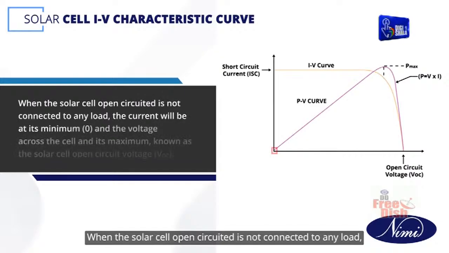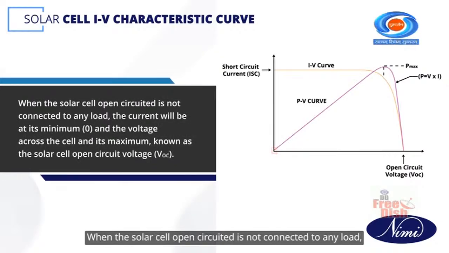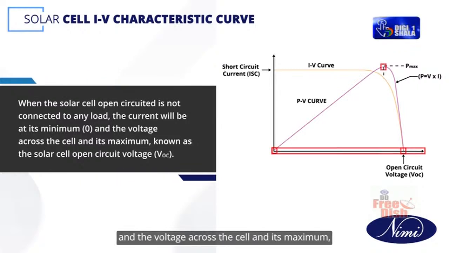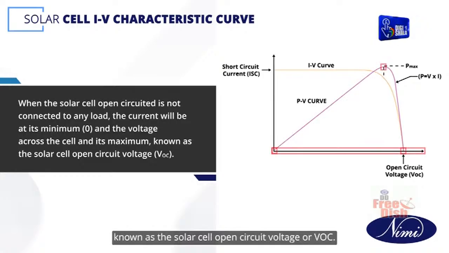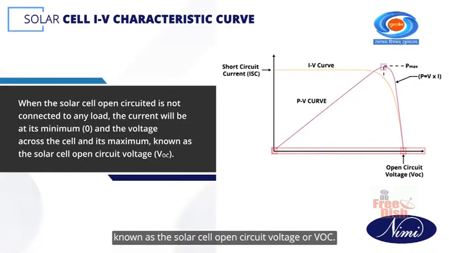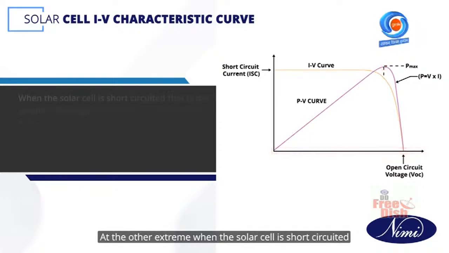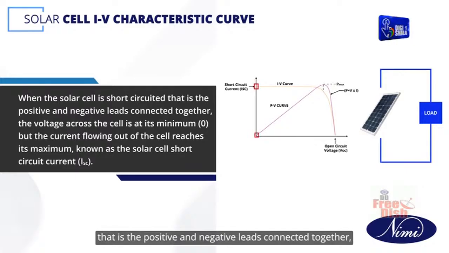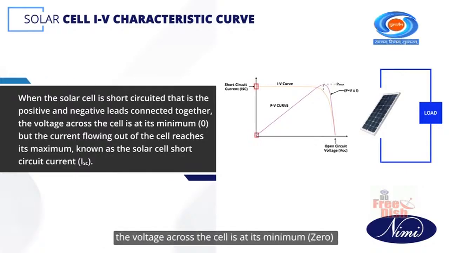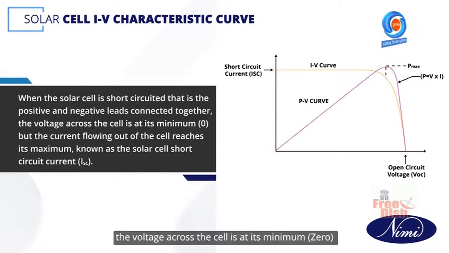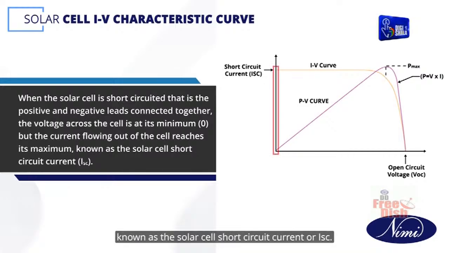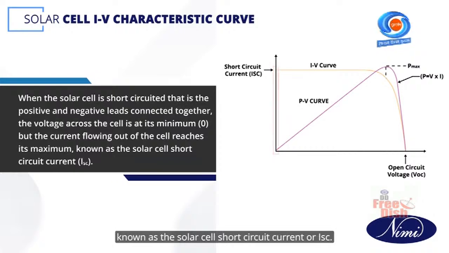When the solar cell is open circuited, not connected to any load, the current will be at its minimum, 0, and the voltage across the cell at its maximum, known as the solar cell open circuit voltage or VOC. At the other extreme, when the solar cell is short circuited, that is, the positive and negative leads connected together, the voltage across the cell is at its minimum, 0, but the current flowing out of the cell reaches its maximum, known as the solar cell short circuit current or ISC.